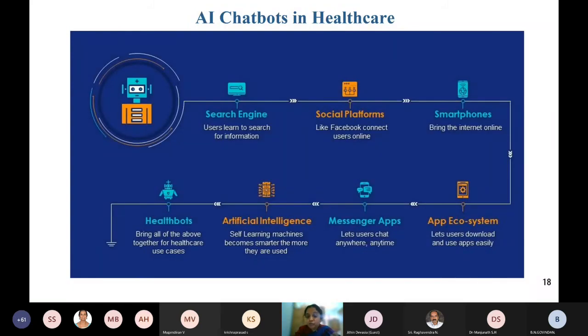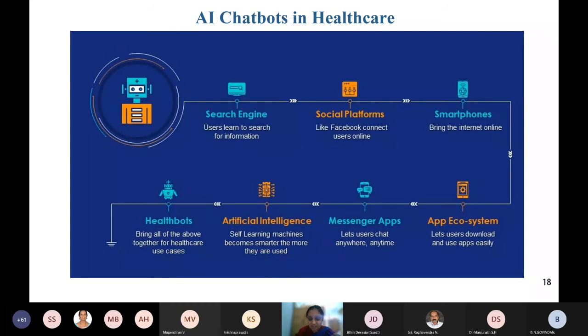And one more thing would be the AI chatbots that we have. Earlier, what people used to do was just go to Google, the first step you can see in the slide, the search engine. They used to just say, okay, I have these symptoms, what happens? Even now we do that. They also used to go to social media platforms and ask whoever is online what they can do about the things they have, or they used to use smartphone and messenger apps.